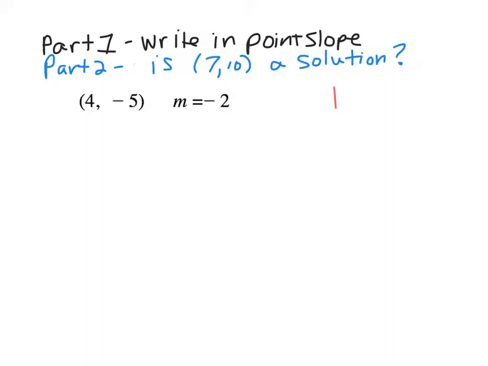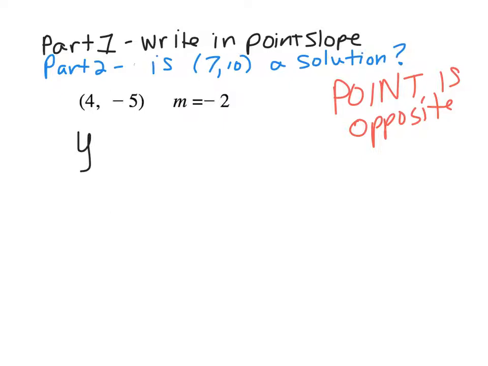And the main rule of point-slope form is point is opposite. So when we're writing our equation in point-slope form, we have to remember our point is opposite. So point-slope form, we always start with the y, like all equations. We're going to leave a space for our y value, equals, and then mx. Our m is always going to go on the outside of our x.